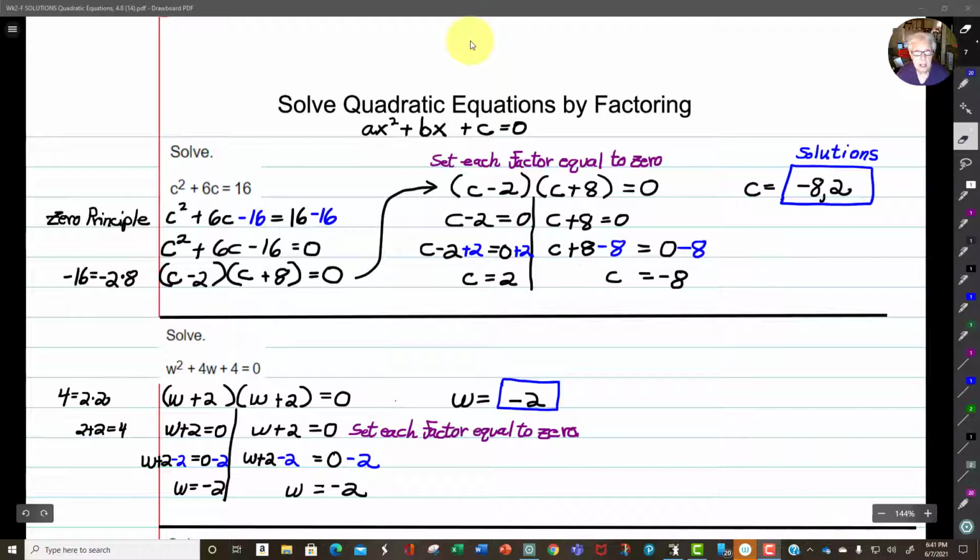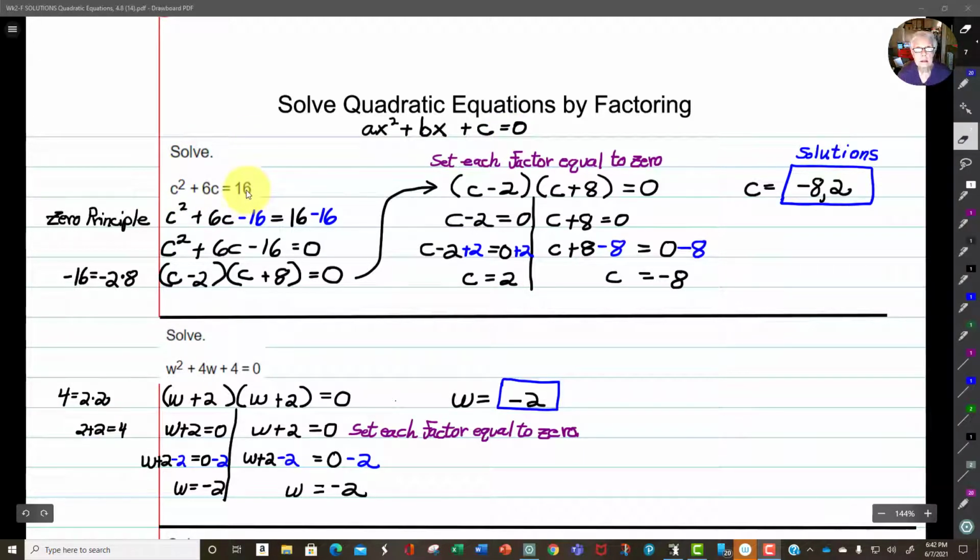Here's the formula for a quadratic equation: ax squared plus bx plus c equals 0, where a, b, and c are the coefficients. They're the numbers in the equation. Notice this is set equal to 0.